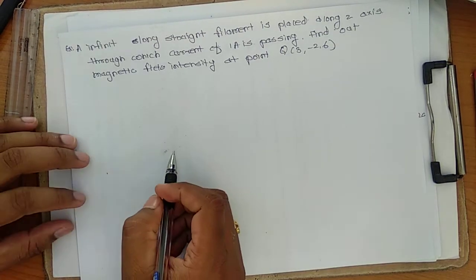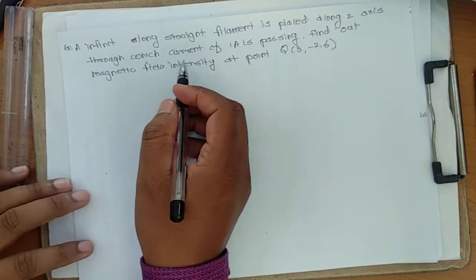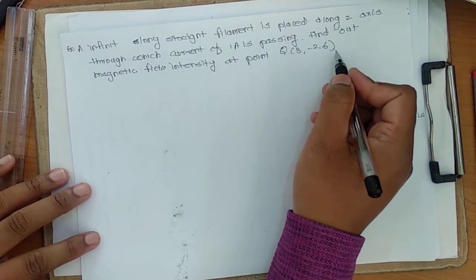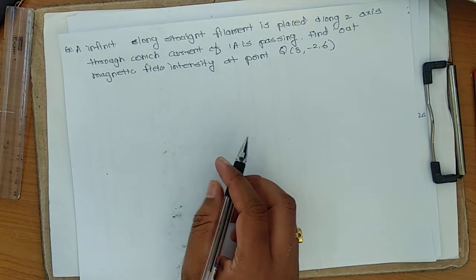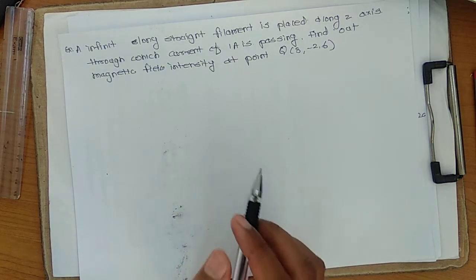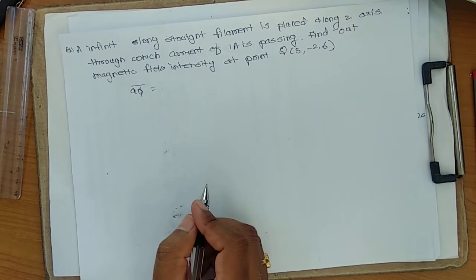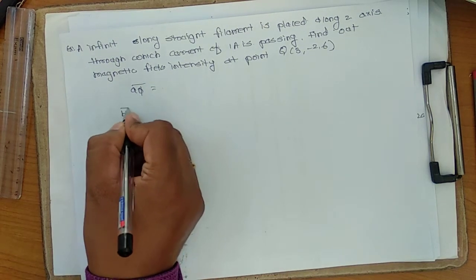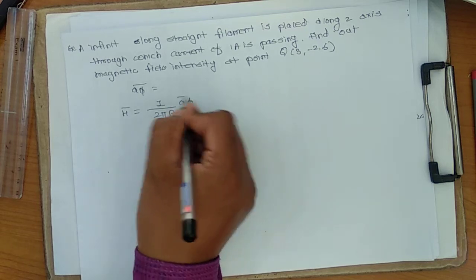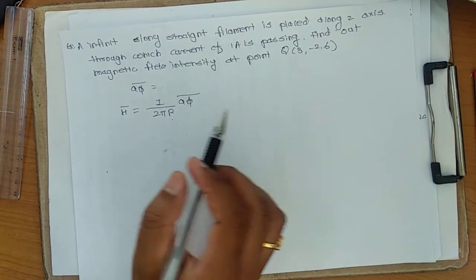So now take one problem for the homework: an infinite long straight filament is placed along the z-axis through which a current of 1 ampere is passing. Find out the magnetic field intensity at the point Q(3, -2, 6). So you have to solve this problem. It is very easy. You just use a scale for pointing the point, because it will decide the direction of A phi bar. So find out the direction of A phi bar, and it is very simple to calculate the H bar. H is equal to I divided by 2 pi r, A phi bar. They have given the current, we have to calculate r and A phi bar. So that is very simple.